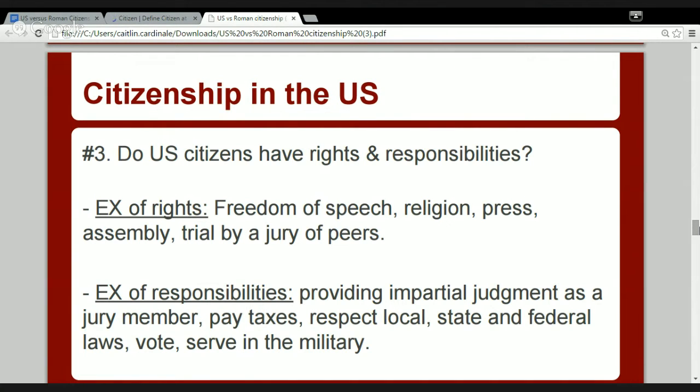On the other hand, to weigh out having all those rights, we also have our responsibilities. And again, responsibilities are what we owe back to the government. So for example, a responsibility of a citizen is to provide impartial judgment as a jury member. You may have heard your parents talking about going to jury duty. This is their responsibility as citizens. Citizens are also expected to pay their taxes, which go to fund government programs. They're expected to respect local, state, and federal laws. They're also expected to vote. Voting is a right and a responsibility. And finally, to serve in the military.